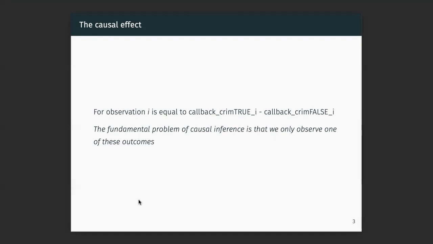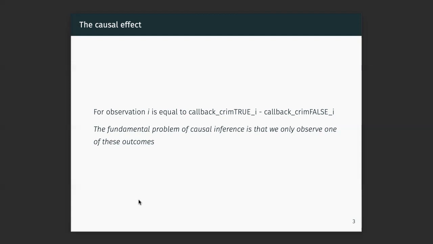The true causal effect for one individual of a criminal record on their likelihood of getting a job is what would have happened for a callback for that individual if they had a criminal record, and what would have happened for that individual if they did not have a criminal record. The fundamental problem of causal inference is that we can never observe both outcomes.